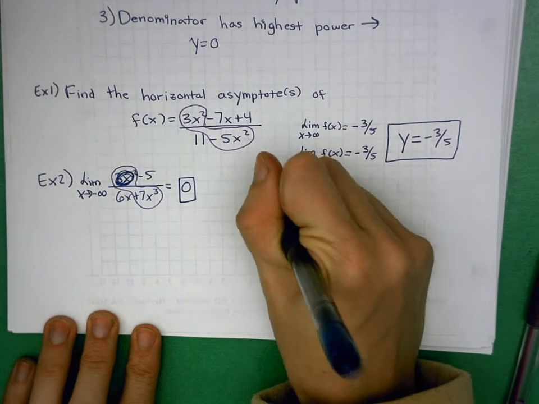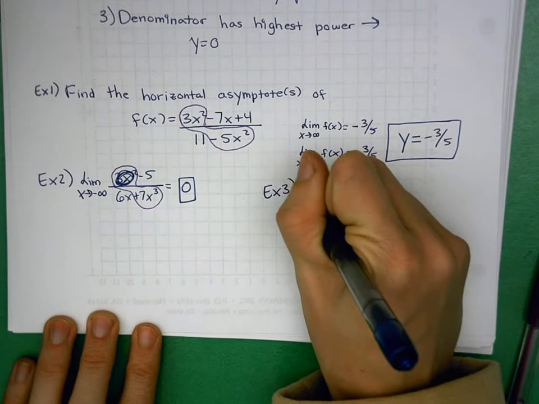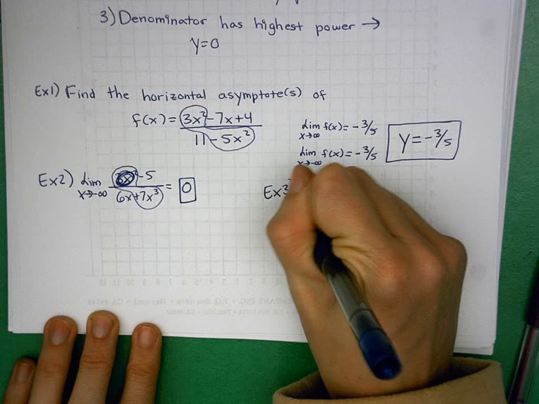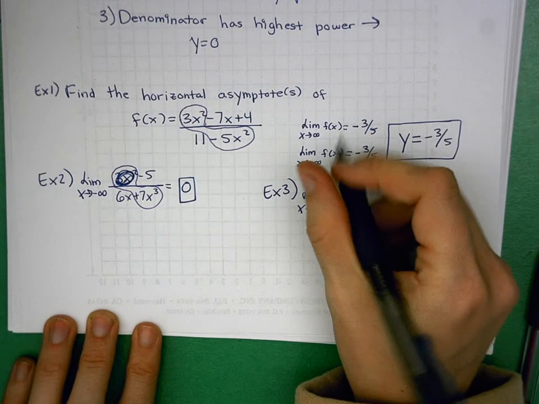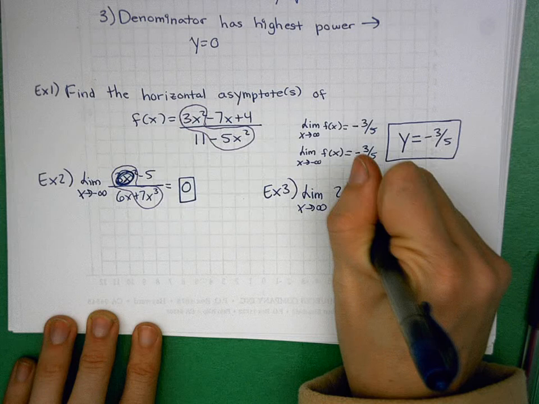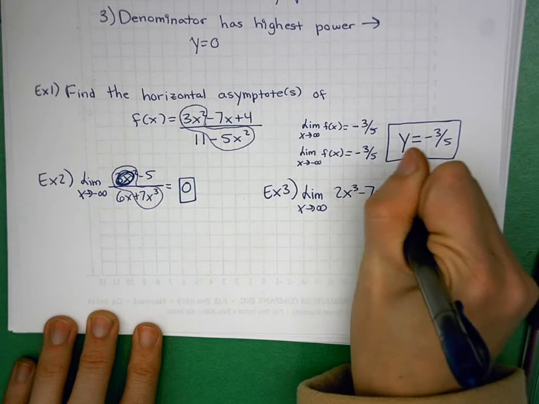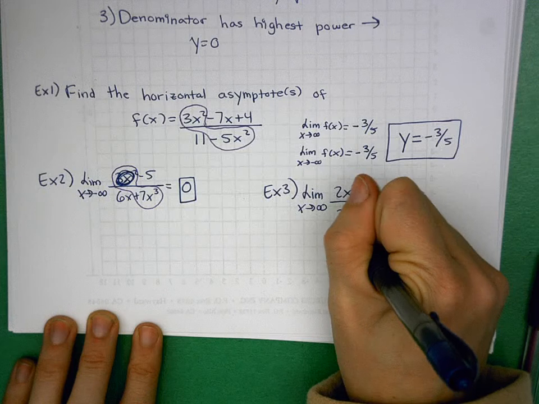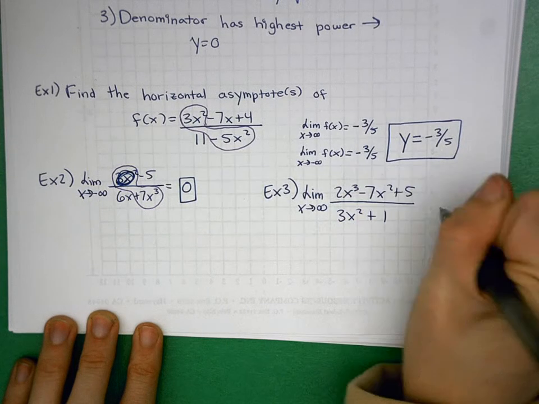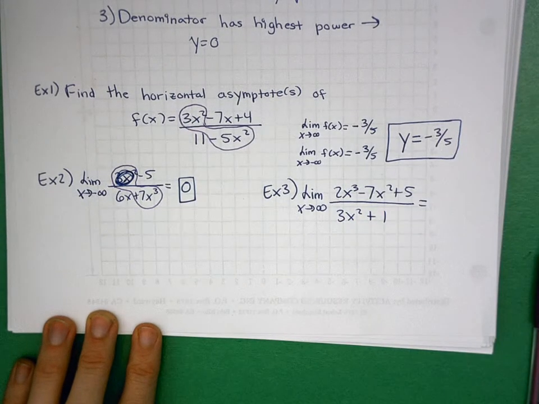Okay, example 3, we have the limit as x approaches infinity of 2x cubed minus 7x squared plus 5 all over 3x squared plus 1. So again, pause the video, restart it when you're ready.